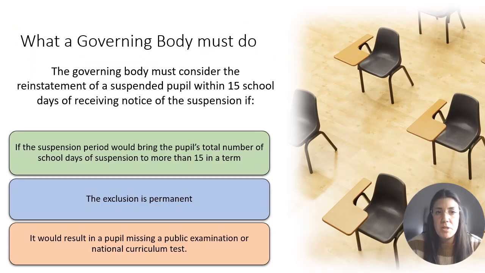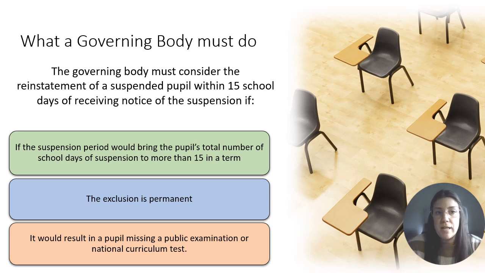So what the governing body must do. The governing body must consider the reinstatement of a suspended pupil within 15 school days of receiving notice of the suspension if the suspension period would bring the pupil's total number of school days of suspension to more than 15 in a term, the exclusion is permanent, or if the exclusion would result in the pupil missing a public examination or a national curriculum test.